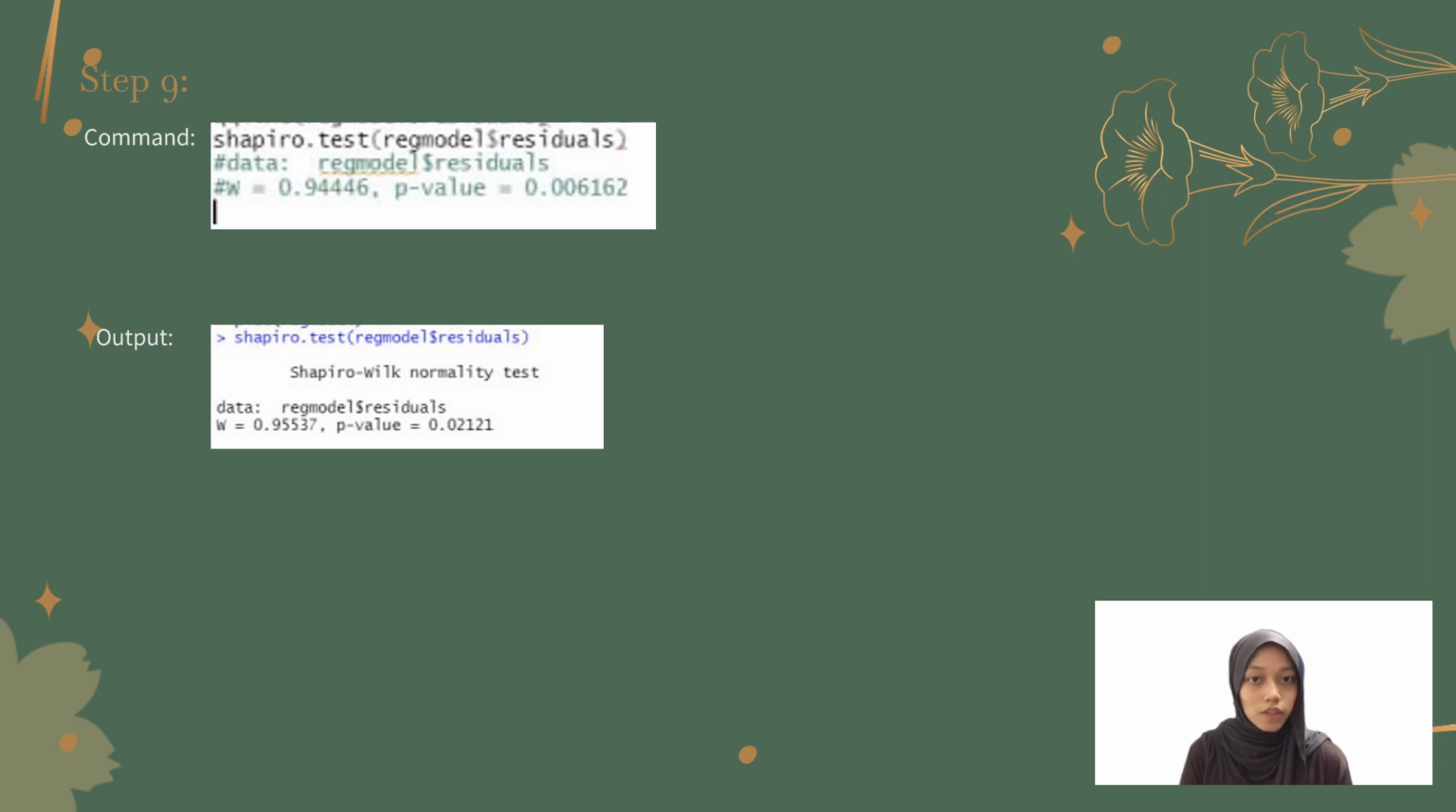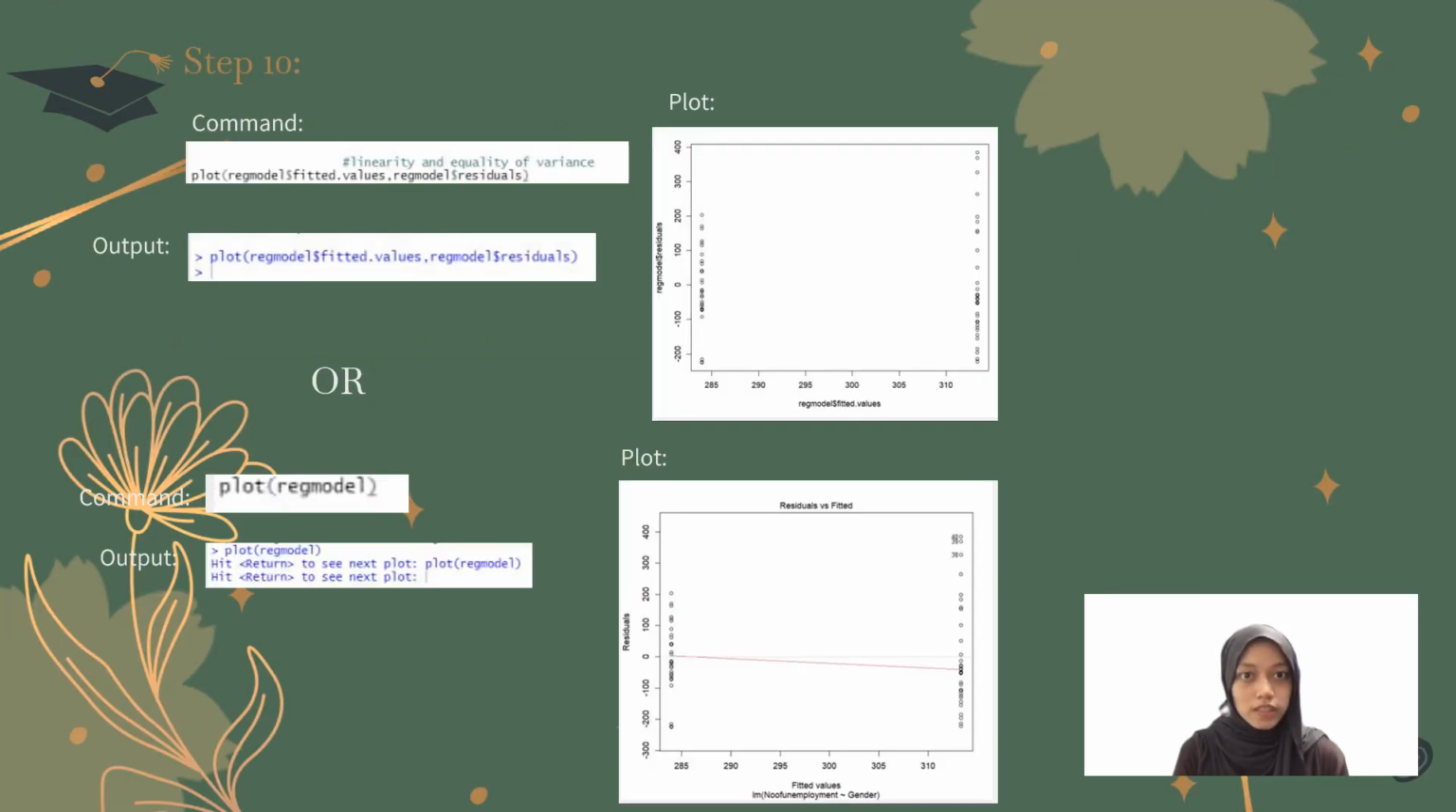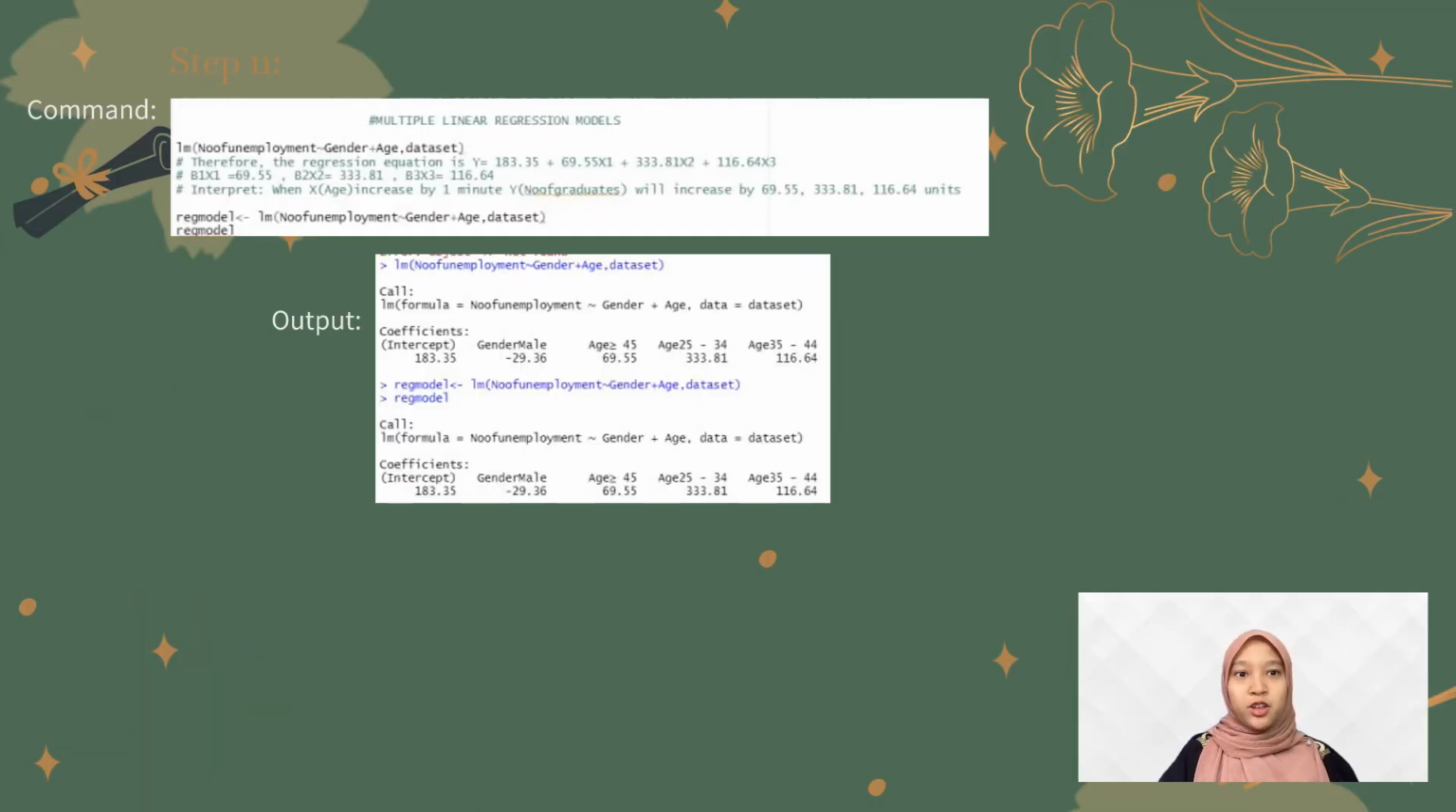And the output is W equal to 0.94446 and the p-value is 0.006162. For the linearity and equality of variance, we can use the command plot, open bracket, rig model, $ sign fitted.values, comma, residual, $ sign residual, end bracket, or also can use plot, open bracket, rig model, end bracket.